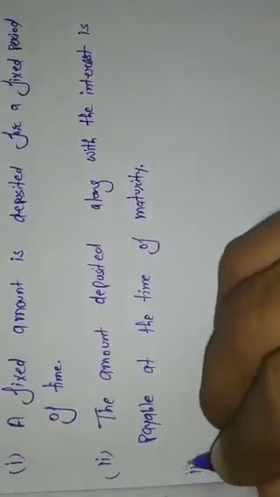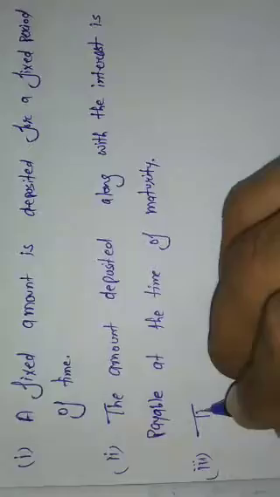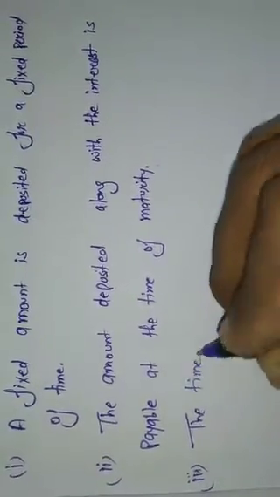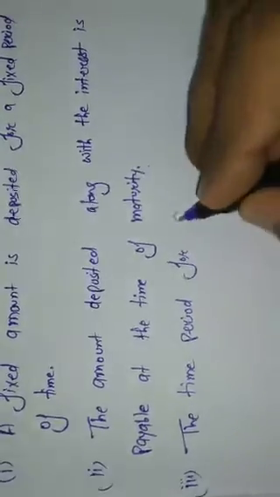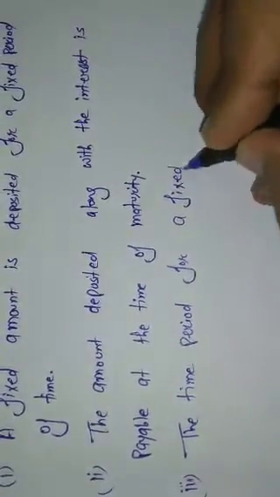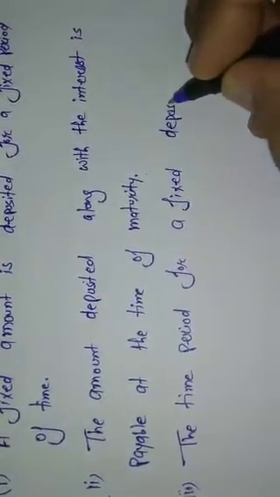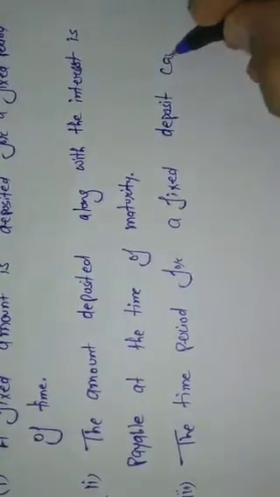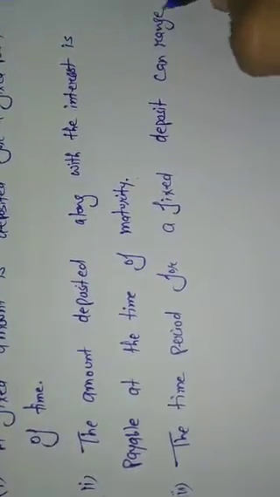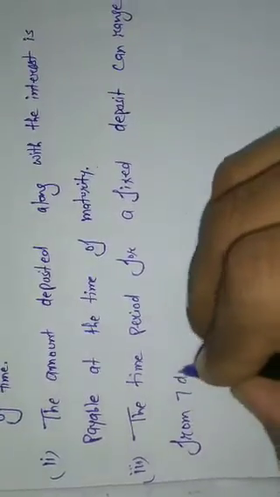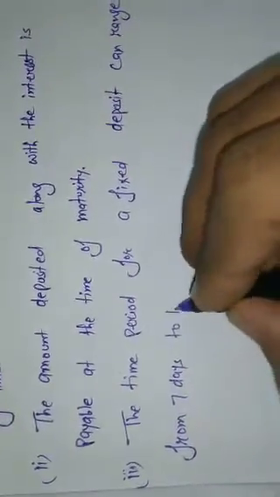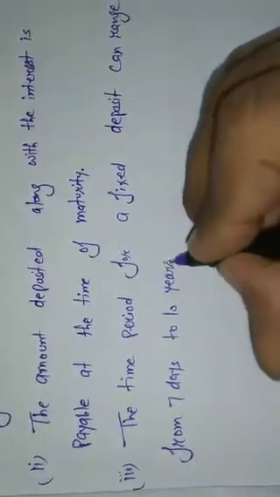Third point, the time period for a fixed deposit can range from 7 days to 10 years.